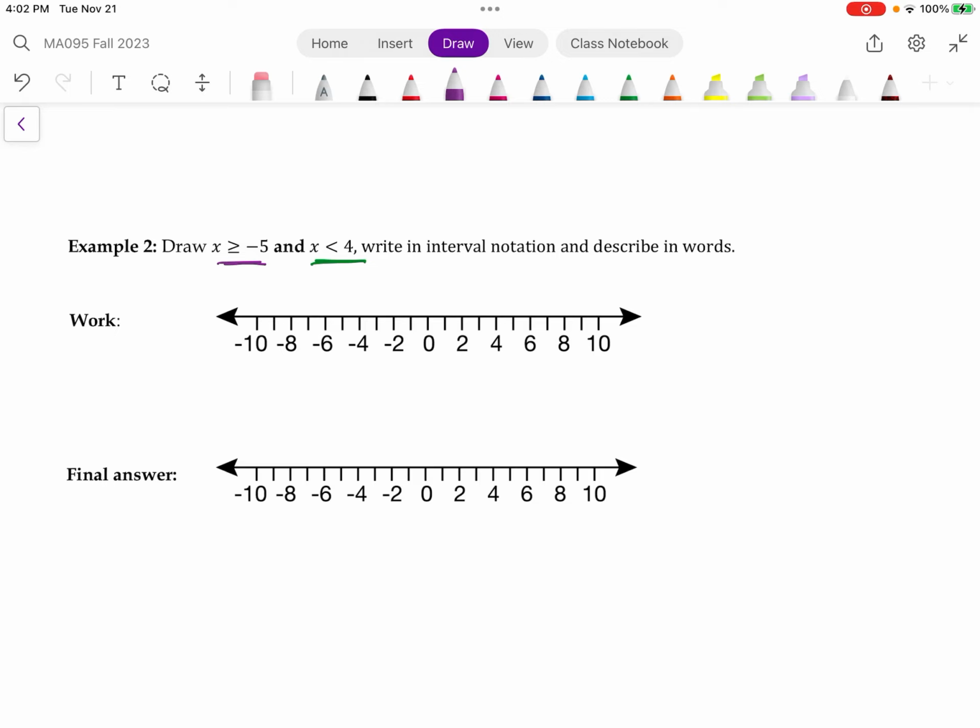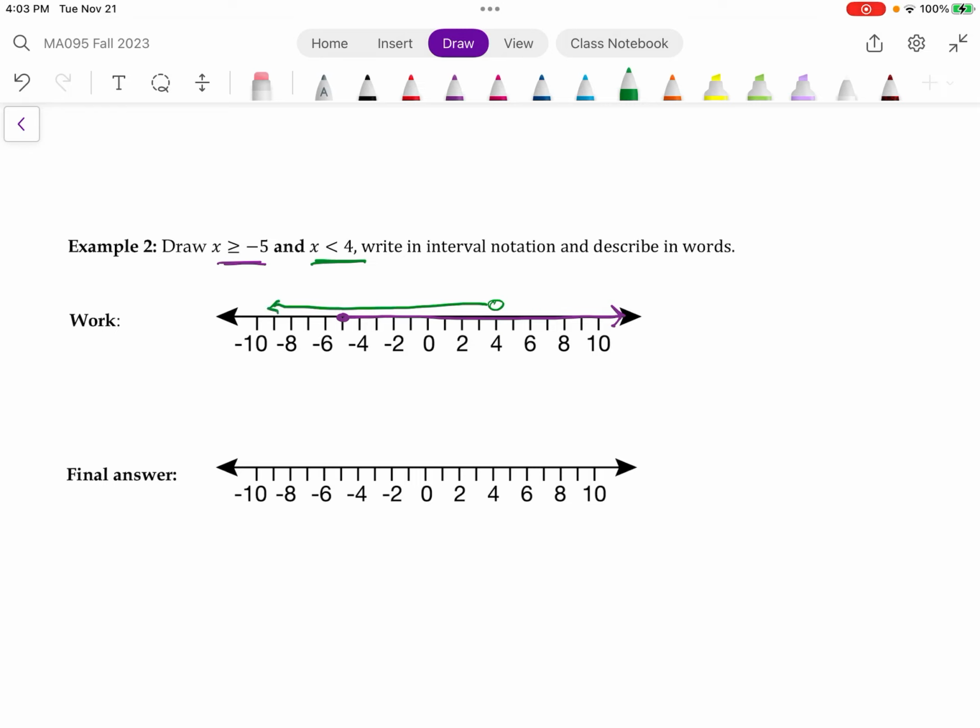So X is greater than or equal to negative 5. So negative 5 is here, and we're going to go greater than or equal to, which is the closed circle. All right, double checking everything. And then less than 4. 4 is over here. And I'm going to draw just above so you can see things clearly. So there's going to be an open circle, and it's going to go less than.